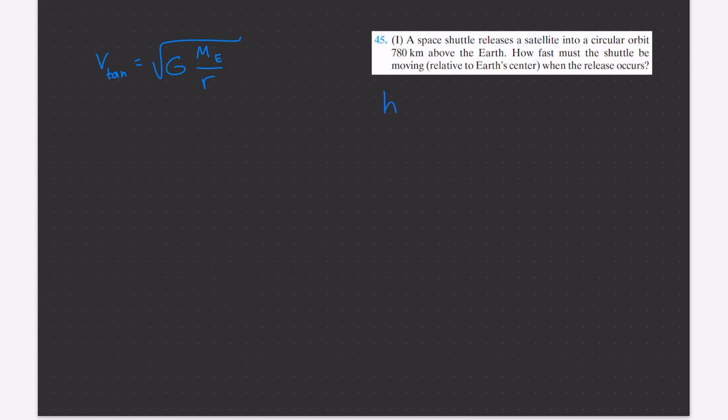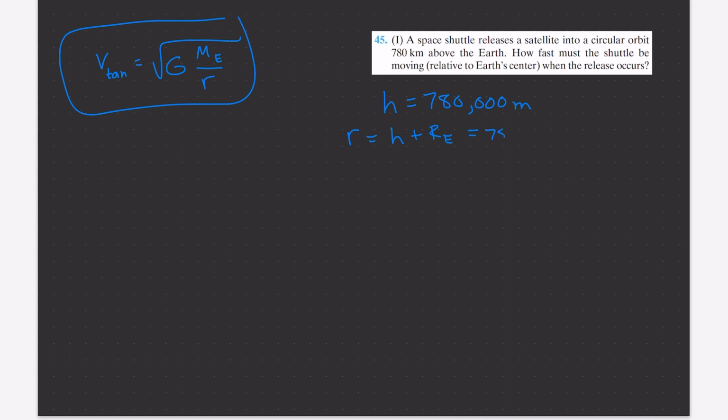So it says that the satellite is released at some height, which is 780,000 meters. Okay, I quickly converted that from kilometers to meters. But it doesn't give us anything else for what's actually in this equation, because h is not r. In order to get r, we need to take h and add it to the actual radius of the Earth. Okay, so quick calculation there.